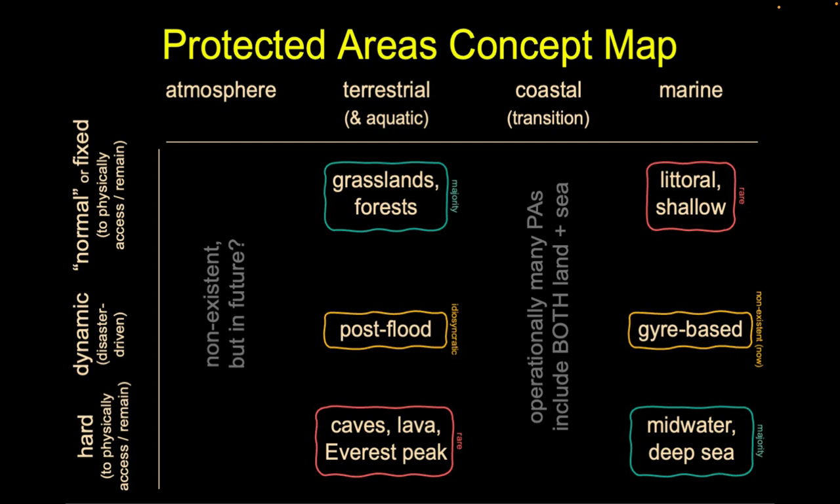Then I have a middle ground here. So this is fixed, or quote unquote normal and hard to get to. There's also potentially, in the in-between time, a dynamic landscape or seascape. Most of these are related to catastrophes or disasters. So a big map, let's take the terrestrial example.